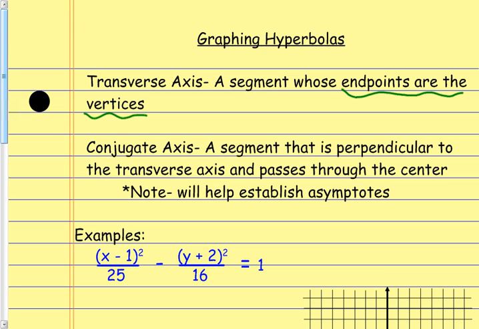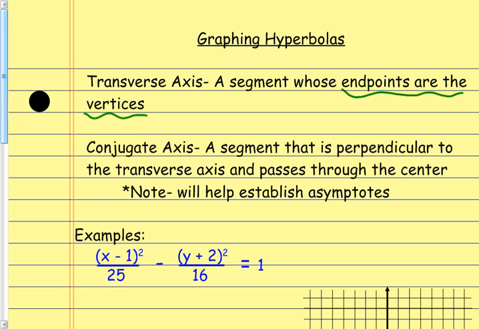The conjugate axis is just a segment that's perpendicular to the transverse axis, so it runs in the other direction, just like our major and minor did. It passes through the center. Again, just like our major and minor did. And the conjugate axis is just there to help us establish the asymptotes. Okay? It's going to help us graph those asymptotes so that I can draw the graph of this thing. And those asymptotes are basically going to do 90% of the graphing for us, determines the width of these and everything. All right? So let's get into one of these problems.